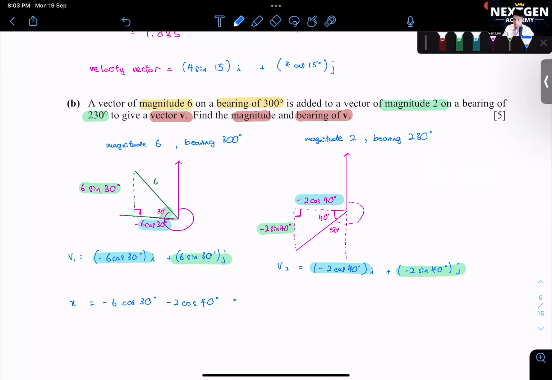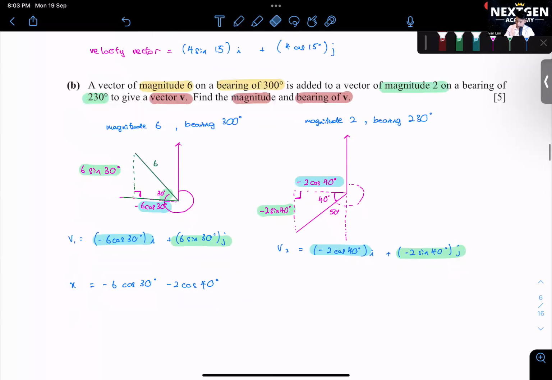Just type it in a calculator, you'll get negative 6.782. Maybe you don't want to write this first, because later there are still a lot of steps, so we will lose accuracy if we keep rounding it up. We just write like this first. Then the y direction, we just leave it like this. The y direction will be the green color one, 6 sine 30 degrees minus 2 sine 40 degrees. This is my x direction. This is my y direction.